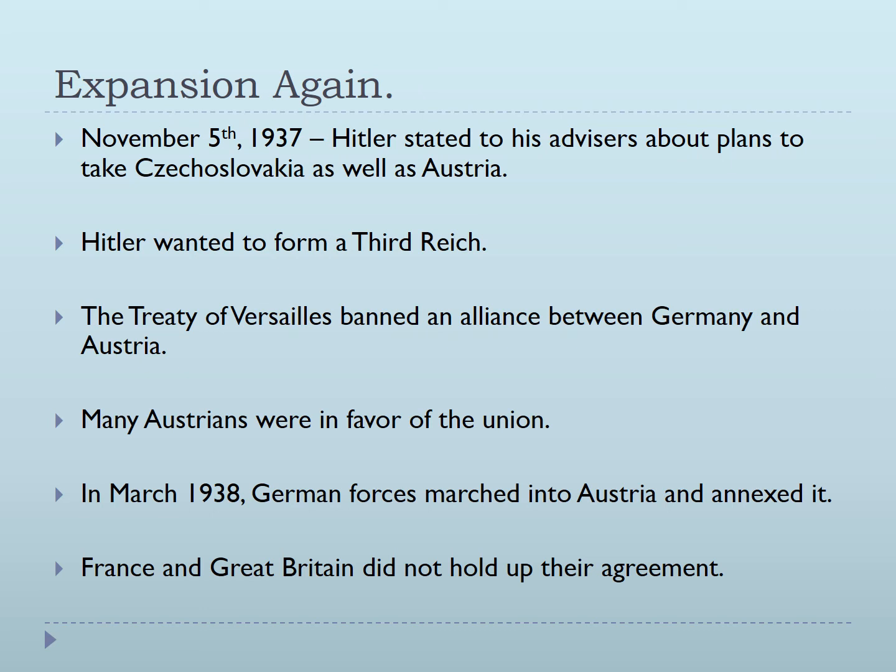So in March 1938, German forces marched into Austria pretty much unopposed and were pretty much welcomed by the Austrians. I've seen videos of the Austrians having a parade for these German troops coming in, and Germany takes control of Austria. France and Britain did not hold up their end of the agreement to support defending these countries against foreign invaders.